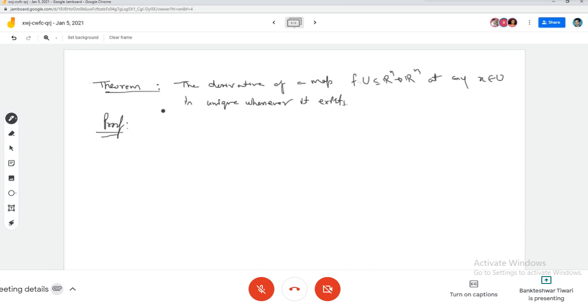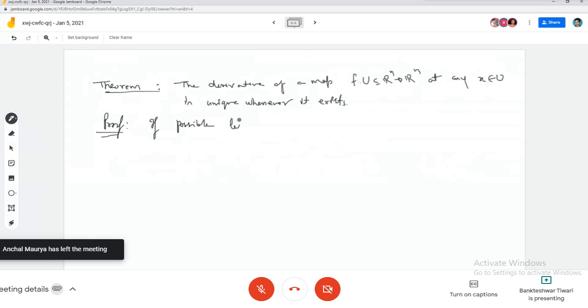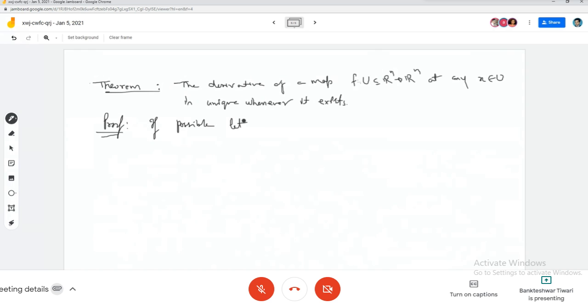Proof. So if possible, let this f dash x be equal to say a1, and also at the same point this f dash x be equal to a2. Suppose these are two linear transformations, a1 and a2, and these are two derivatives of the function at the same point x. Okay.